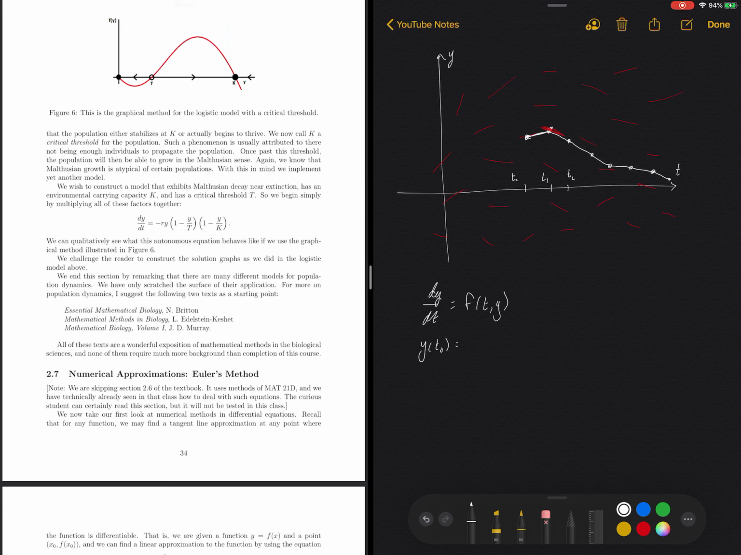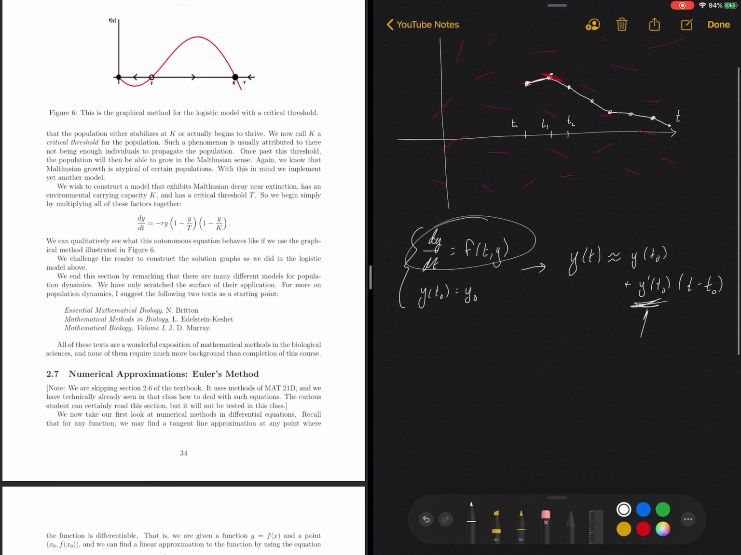And so that means that for whatever solution I have, here's my differential equation, dy/dt equals f of t, y, and then I give it an initial condition, t0, y0. Then the tangent line of my solution is going to be approximately equal to y at t0 plus y prime of t0 times (t minus t0), right?